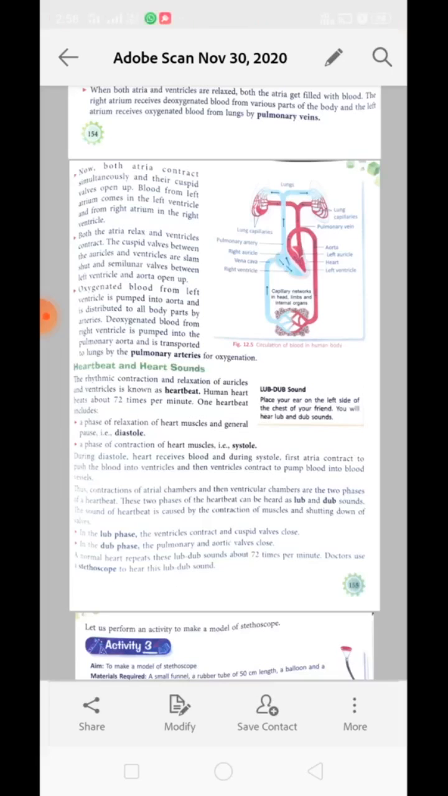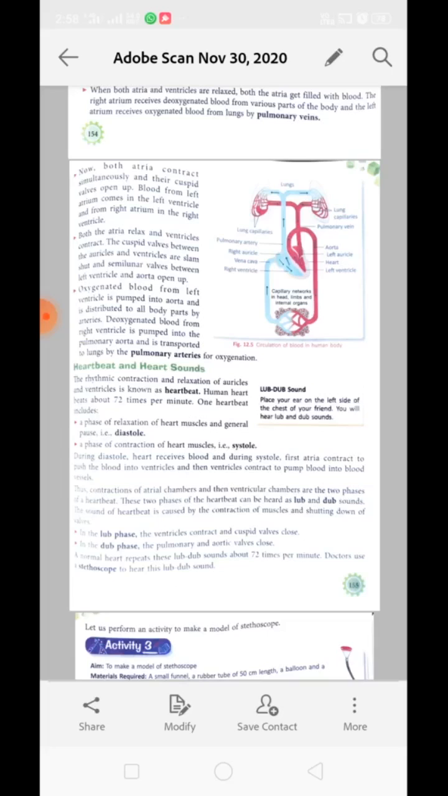A phase of relaxation of the heart muscle and general pause is diastole. A phase in which the heart muscle is quite relaxed and there is a pause is known as diastole. When you hear the lub-dub sound of the heartbeat, you will feel a pause as well. Lub-dub, lub-dub. There is a pause and it is also coming inside the diastole.